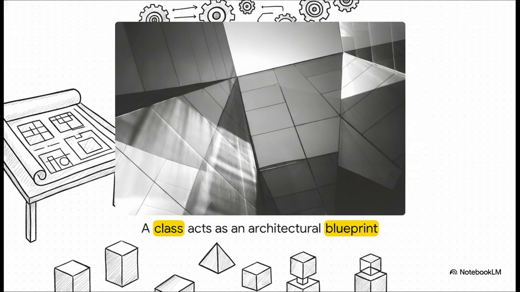A really great way to visualize this is to think of a class purely as an architectural blueprint. It's just like those lines on an architect's desk before a building is actually constructed. It defines exactly what the structure is going to look like and how all the different parts relate to each other. But, and this is key, it doesn't create a physical reality all on its own.